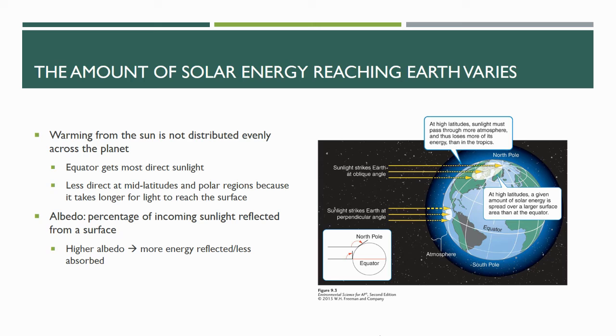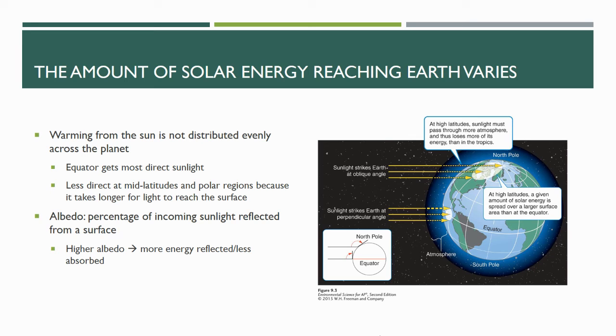The amount of solar energy that reaches the Earth varies, and that is because warming from the sun is not distributed evenly across the planet, and that is because of the Earth's slight tilt and its spherical shape. So the equator gets the most direct sunlight, and solar energy is less direct at mid-latitudes and polar regions because it takes longer for the light to reach the surface, which you can see from the diagram there.